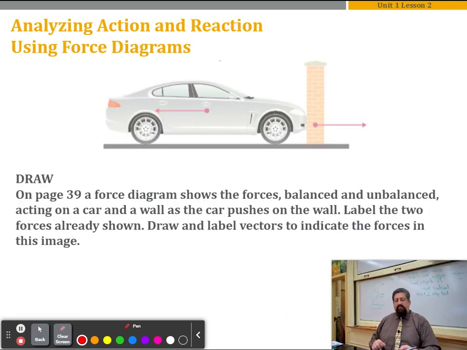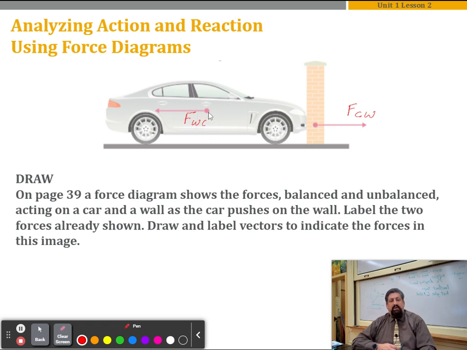This is a force diagram. A force diagram is different from a free body diagram. Remember, a free body diagram shows only the forces acting on one object. A force diagram will show hopefully all of the forces in a scenario. In this case, we have a car crashing into a wall. So we have the force of the car on the wall. This is how I am abbreviating these, with 2 letters. And then we have the force of the wall on the car.